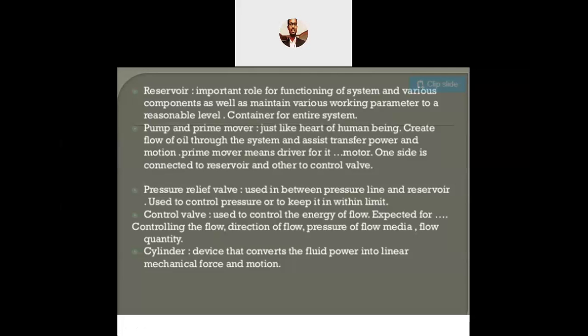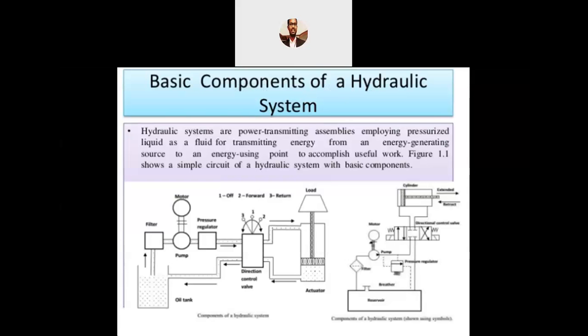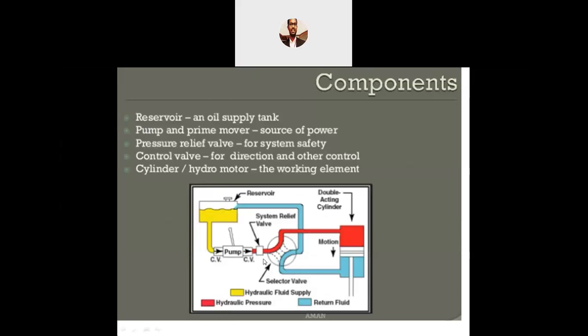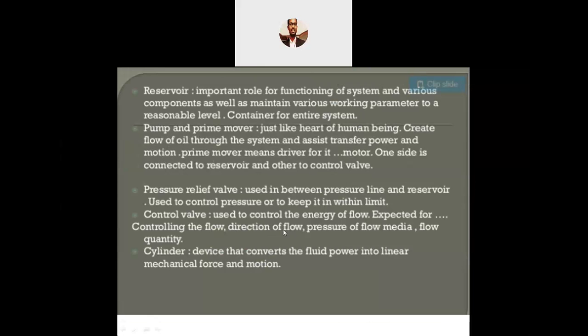The next one is the control valve. As I have already told you, the control valve controls the energy of the flow: the flow, the direction of flow, the pressure of the flow media, and the flow quantity. That means the control valve does four functions. It has to control the flow and direct it, whether it goes in this line or in that line. It decides the direction of the flow and the pressure with which it flows in that particular pipeline.